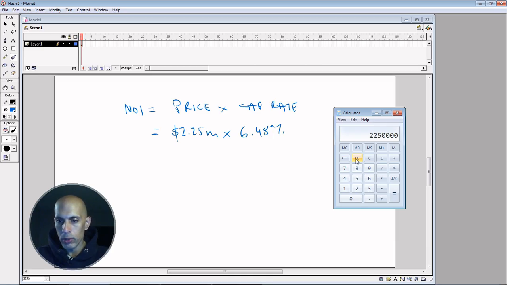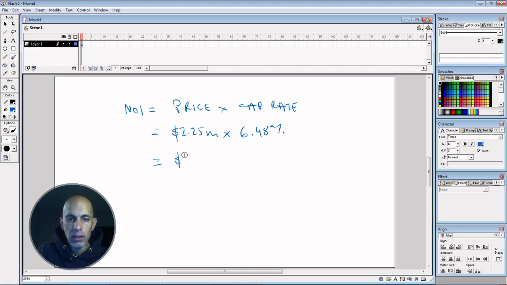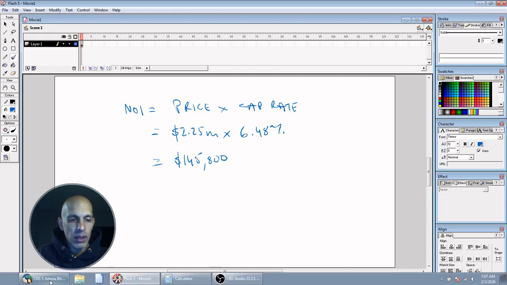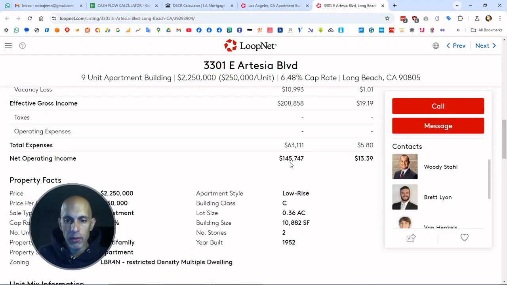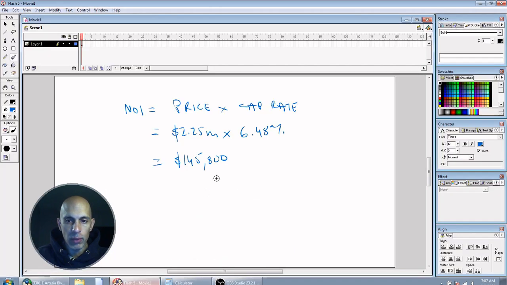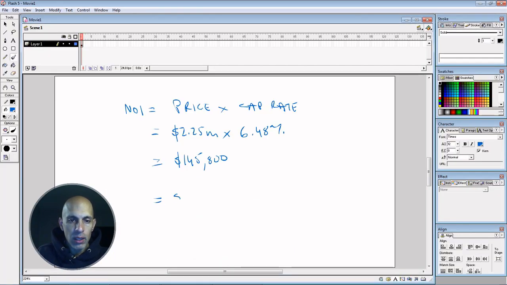So is that 2.25 million? Yep. Times 0.0648. That's 145,800 NOI, that's annually. And what does it say over here? 145,747. So this is what I will be using. 145,747 per year. Let's divide that by 12.